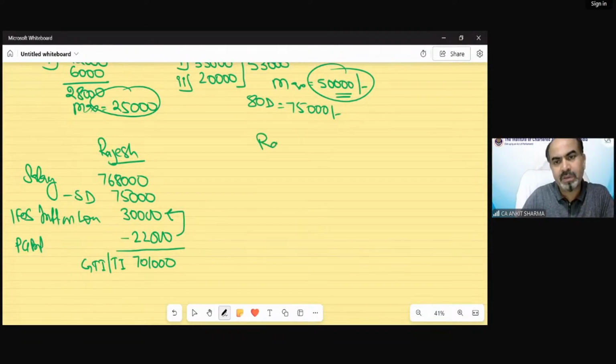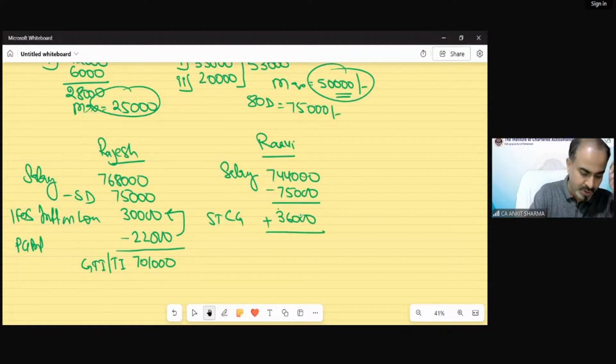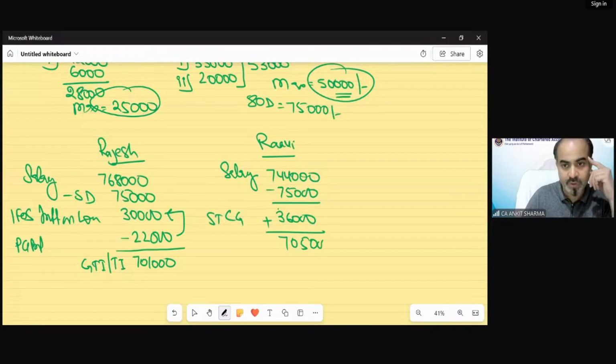Now from the point of view of Ravi, the salary given in the question was 7,44,000. The standard deduction is 75,000. So the balance, plus the short-term capital gain of 36,000, would be her income. So her total income would be 7,05,000. So she is having the higher income.